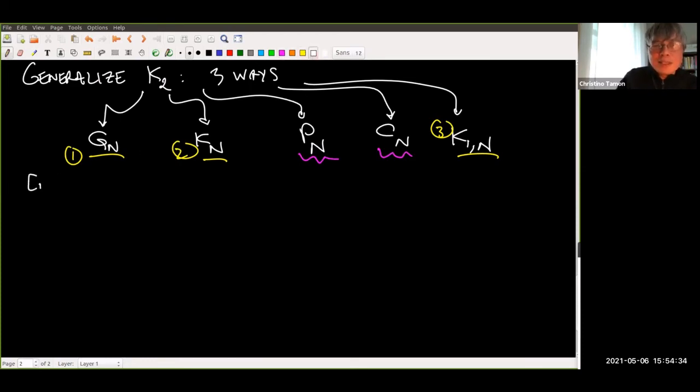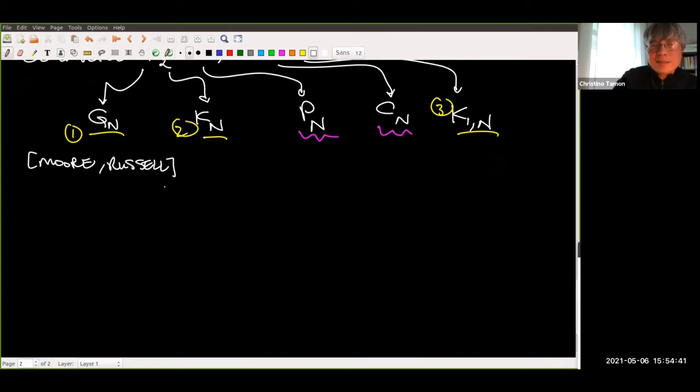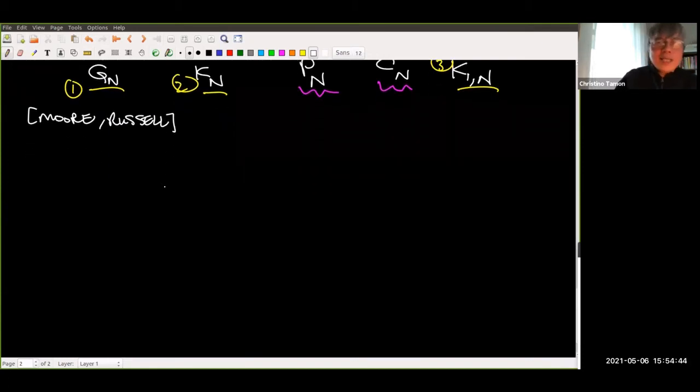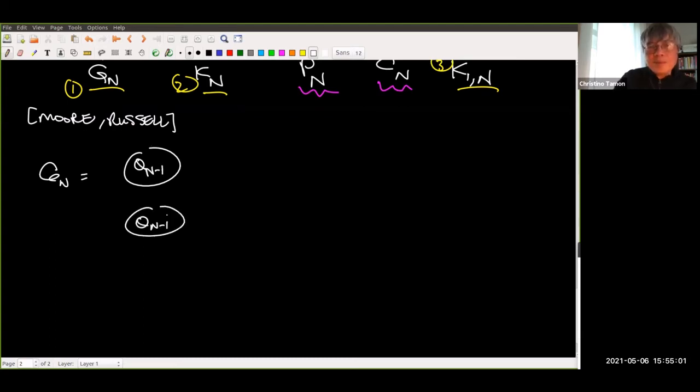Why? Because this is a classic result of Moore and Russell. This is how this sort of mixing speedup started. The thing with the hypercube is it has this nice recursive structure. How do you build the n-dimensional n-cube? You pick two copies of the (n-1)-cubes, and then you just add parallel edges.